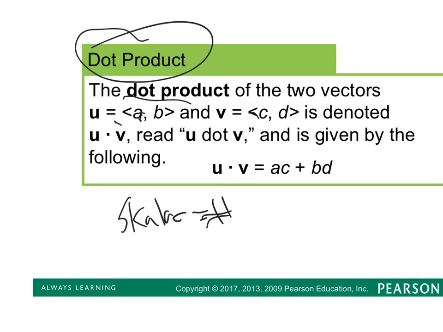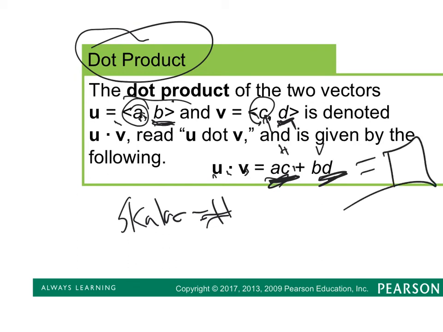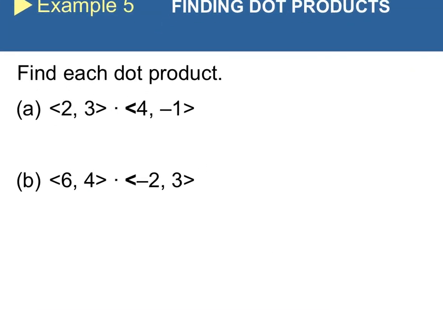You take each horizontal component and multiply them together, a times c, and you add that to the vertical components multiplied together. So u dot v is ac plus bd, because you multiply your horizontal, you multiply your vertical, and you add that together, and that gives you a number. It's a value. You don't get a vector, you get a number. Back to the beginning. It's simple.